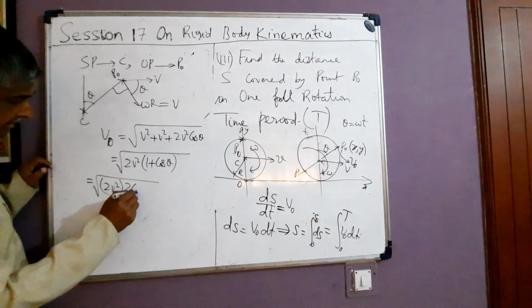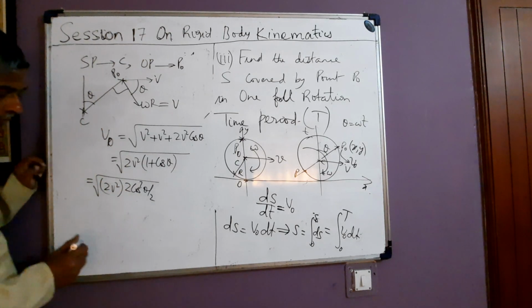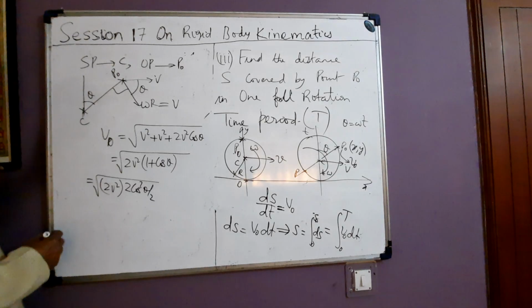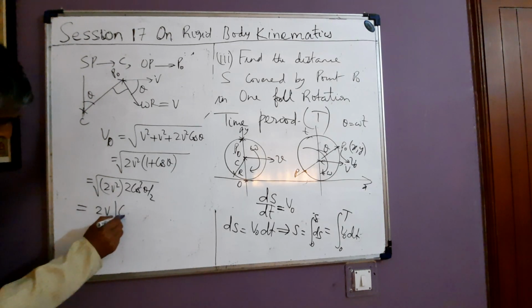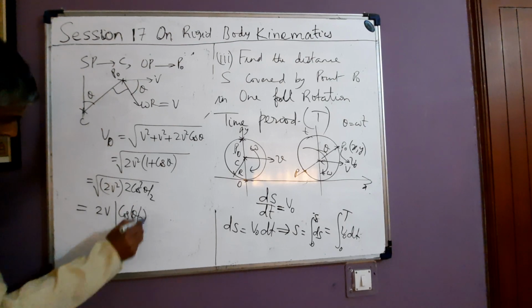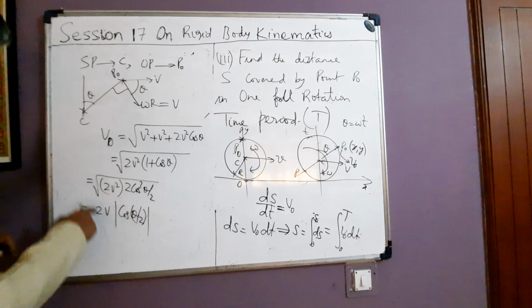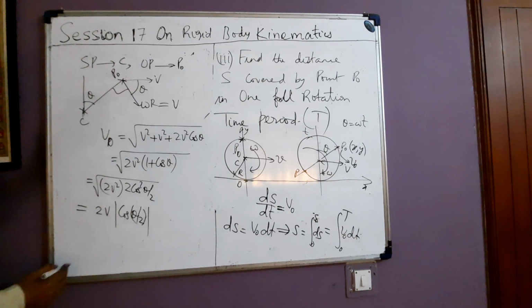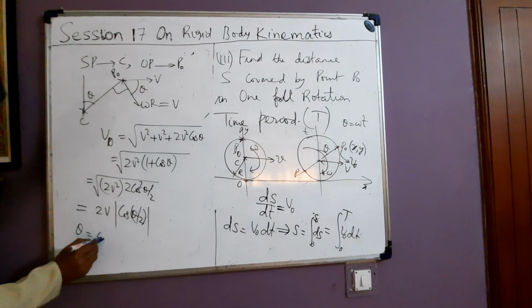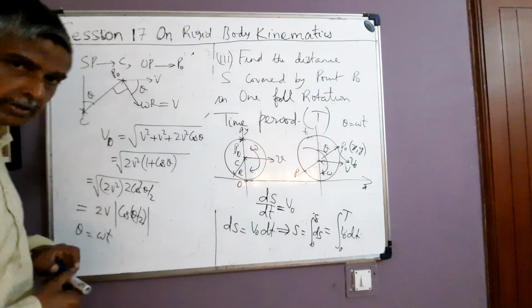1 plus cos theta is 2 cos square theta by 2 from trigonometry. Okay, fine. So this becomes 2V mod cos theta by 2. Modulus, because speed is the magnitude of velocity. And now we know theta is how much? Theta is just equal to omega t. This also we know. Fine.